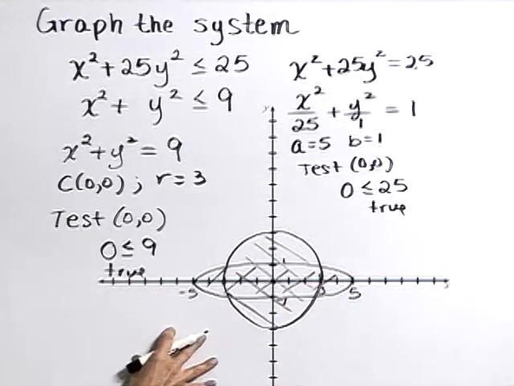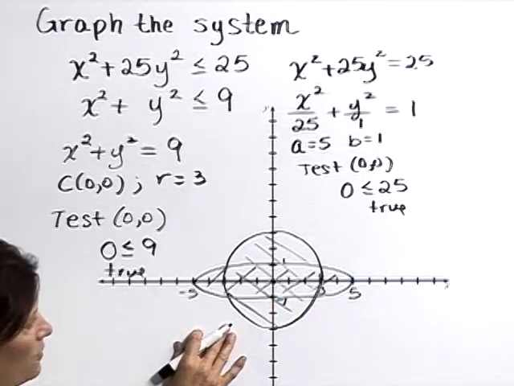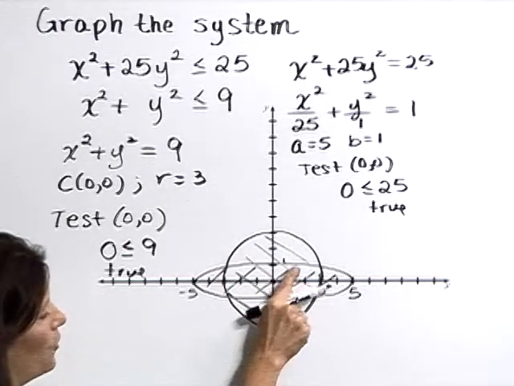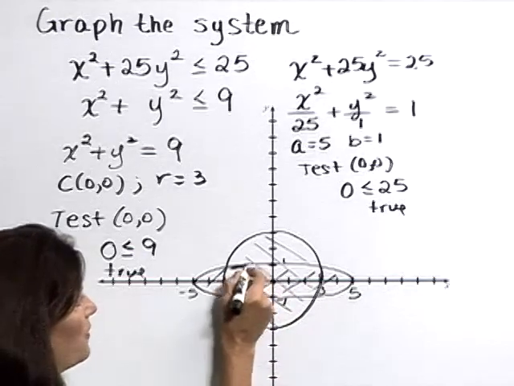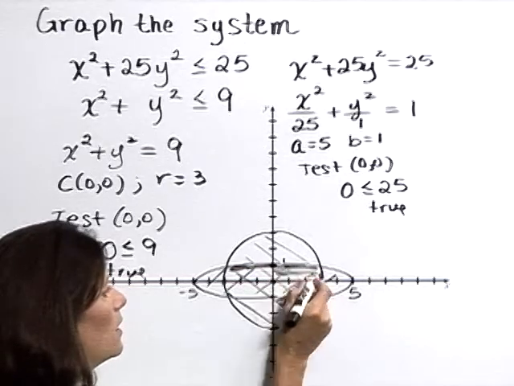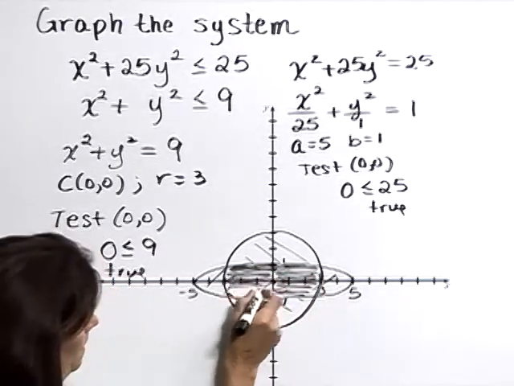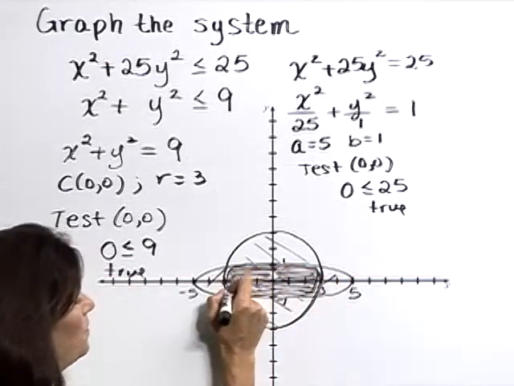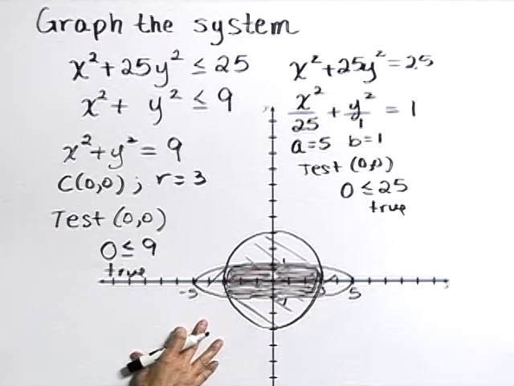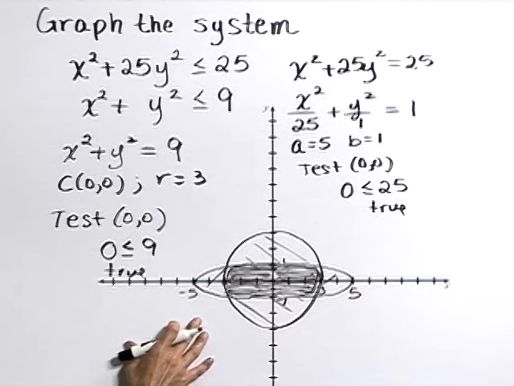Now, our solution region is the area of overlap for both of these solution regions, and that is the area that's inside the circle and inside the ellipse. So I'm just going to shade that a little bit darker to clearly identify it. All of these points in this region then represent the solution to our system of inequalities. x squared plus 25y squared is less than or equal to 25, and x squared plus y squared is less than or equal to 9.